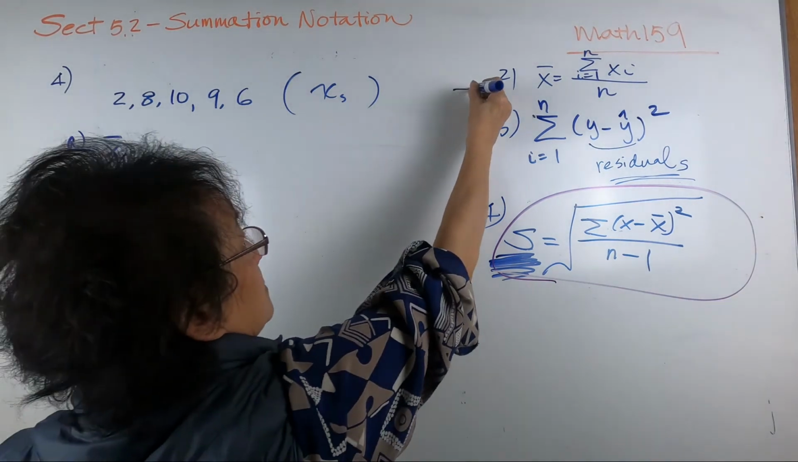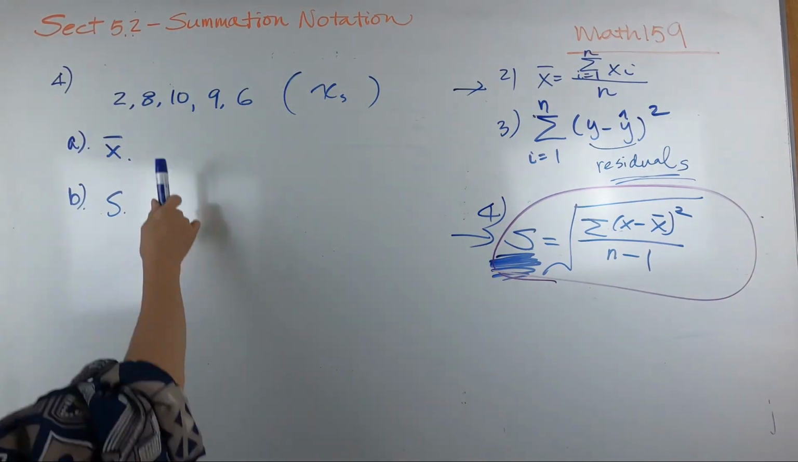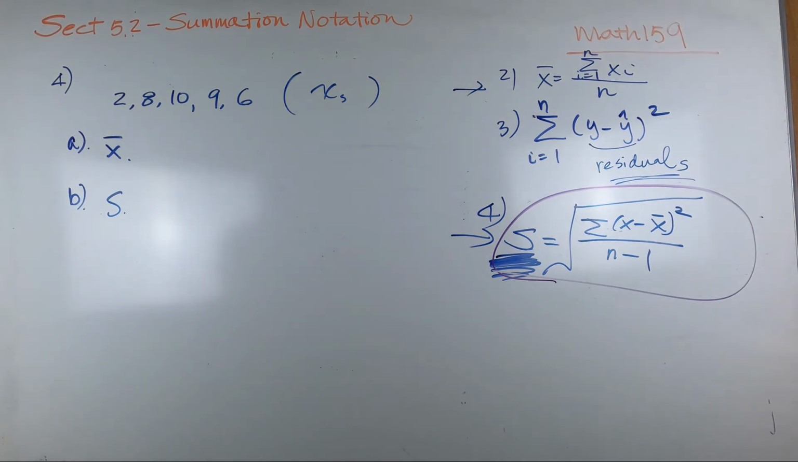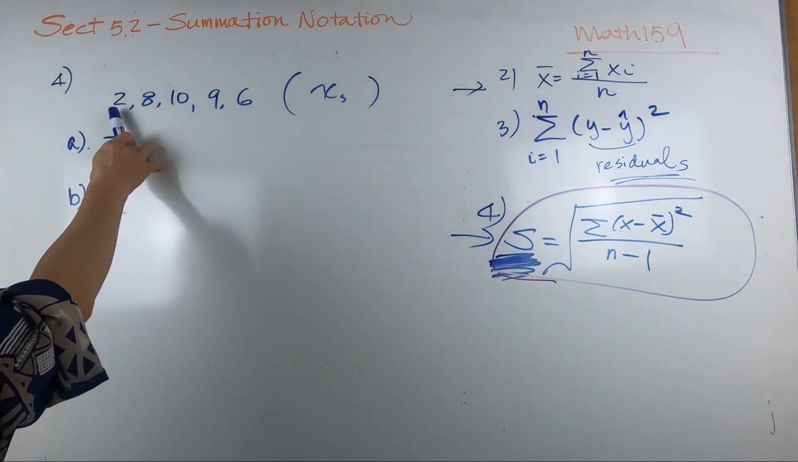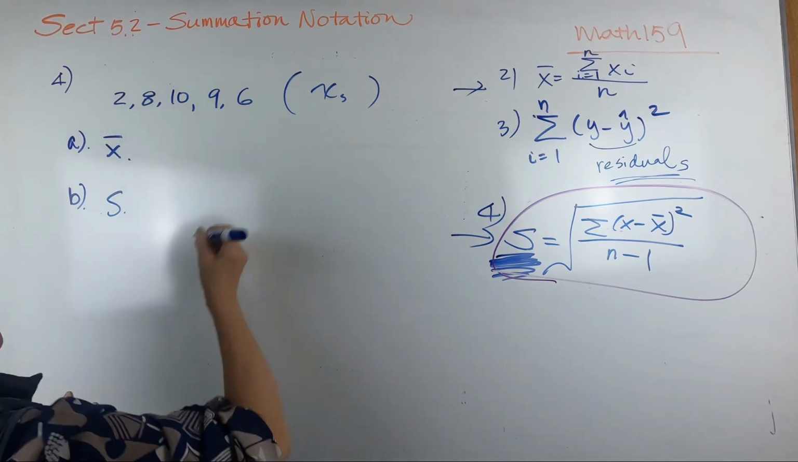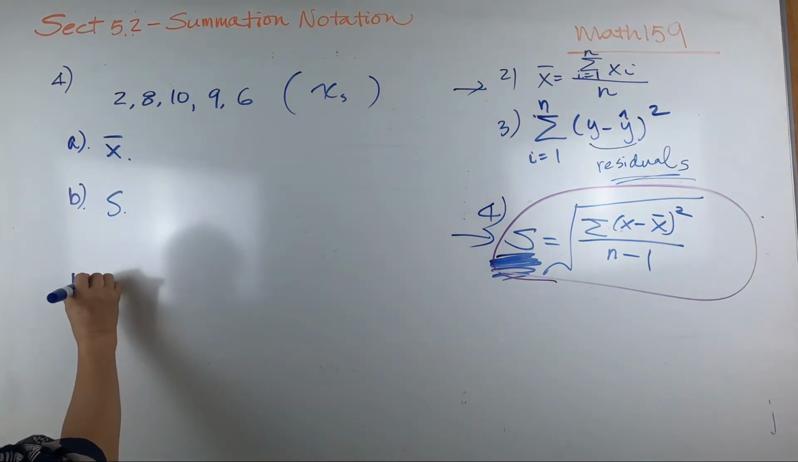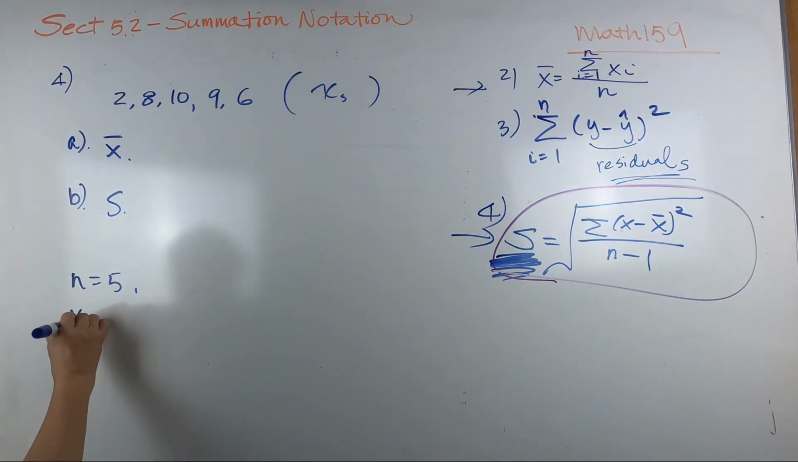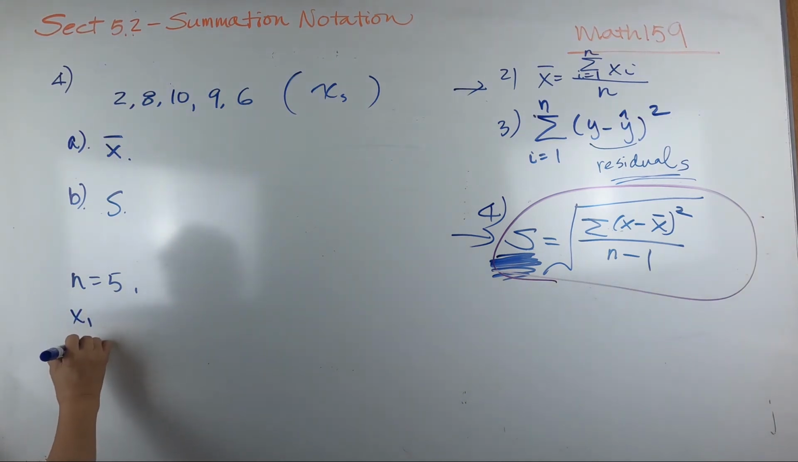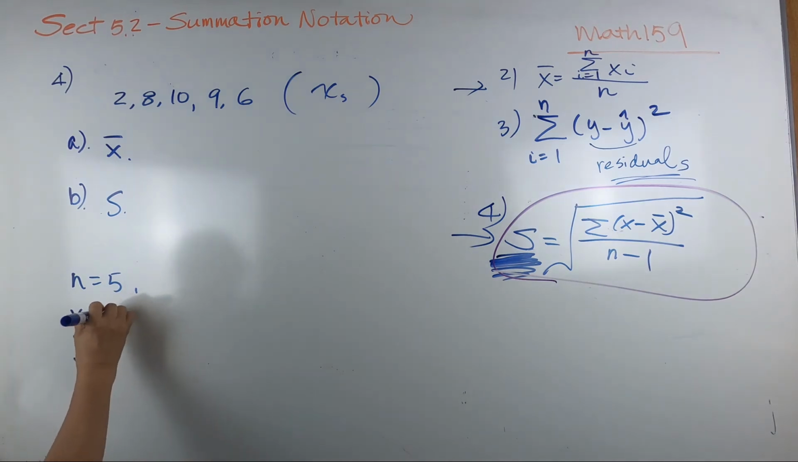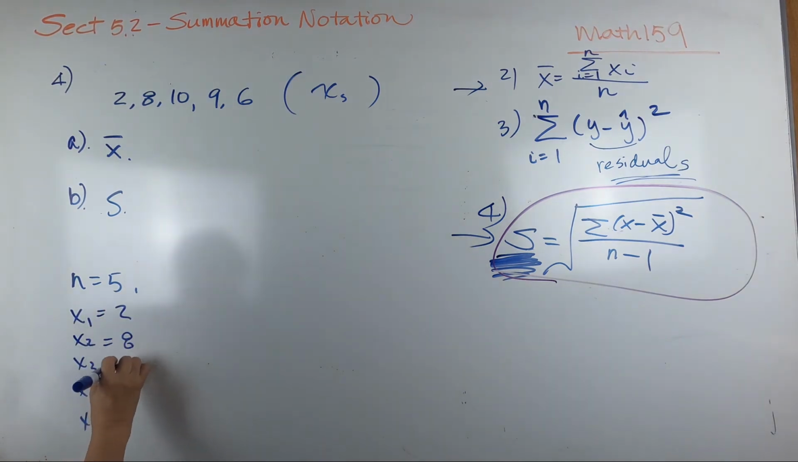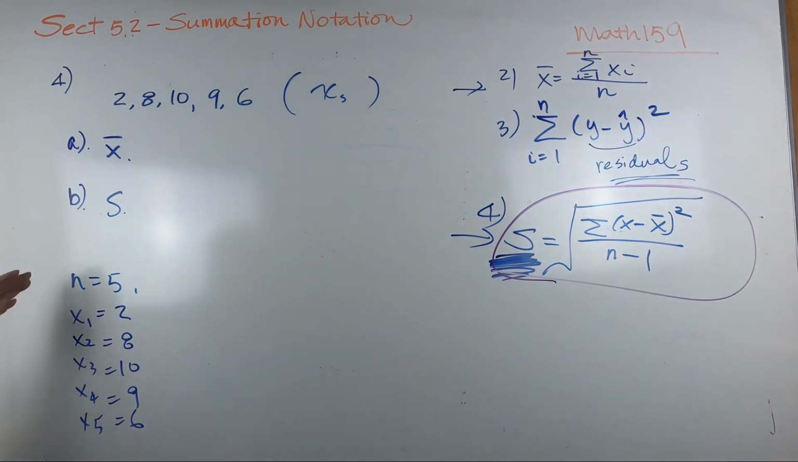So, we want to find the mean and the standard deviation with this data set. You have 5 numbers, that's your x's, x1, x2, x3, x4, x5. So n is 5. The 5 numbers are 2, 8, 10, 9, and 6. That's the data given, right?